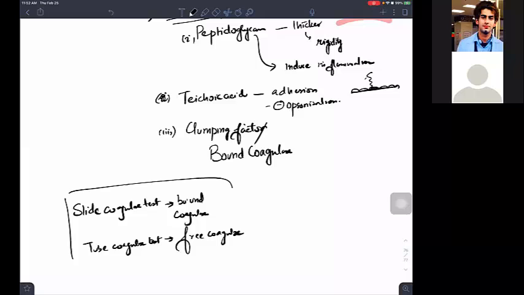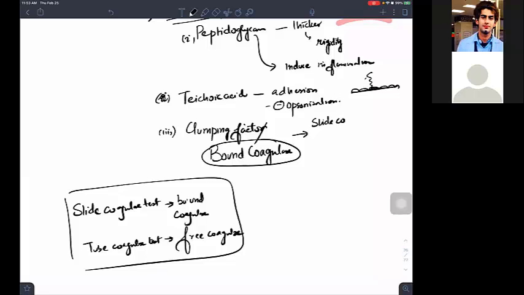Okay, so if the bacteria has bound coagulase, which test will you do for Staph aureus? Slide coagulase test. So we should write, we will do a slide coagulase test. I will tell you one thing: Staph aureus is basically both. It is bound coagulase positive, and also tube coagulase positive. That means it has both free and bound coagulases.